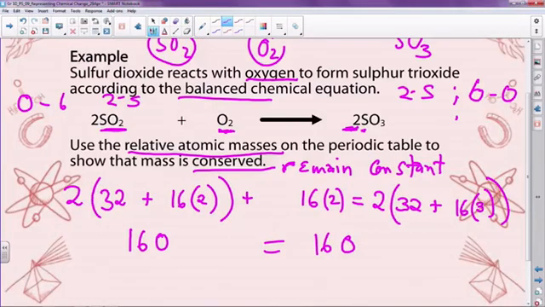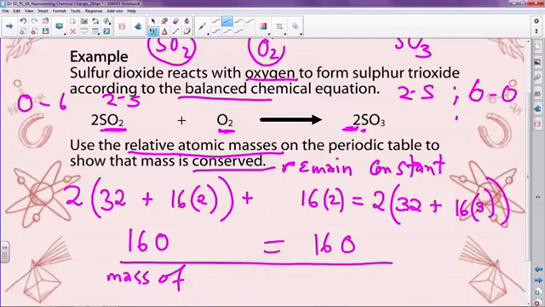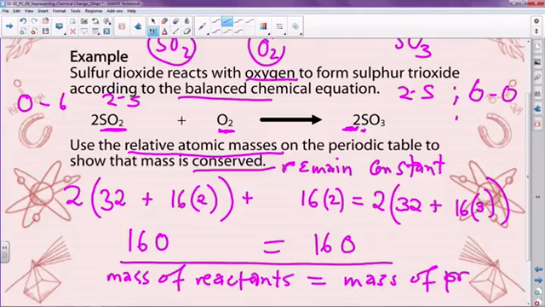So as you can see now, the mass is conserved, and also the number of atoms on the left. So the mass of reactants is equal to the mass of products. Very important. In this case, it means this chemical change has obeyed the law of conservation of mass.